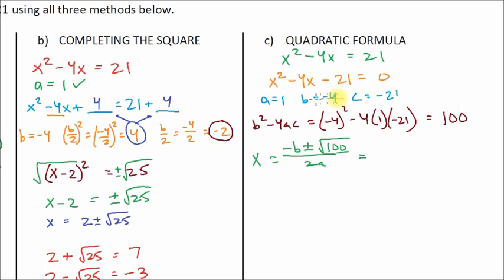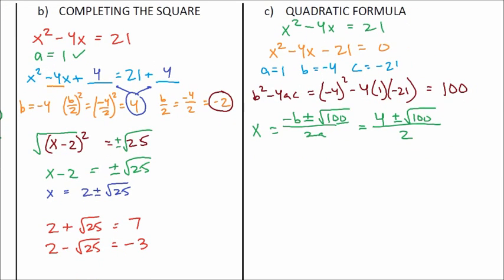Let's take a look. b is negative 4. That means it's going to turn to positive 4 in our quadratic formula, plus or minus the square root of 100. And a is 1, so 2 times a is just 2. So now we've got two possible solutions. Either our solution is going to be 4 plus the square root of 100 over 2, or 4 minus the square root of 100 over 2.